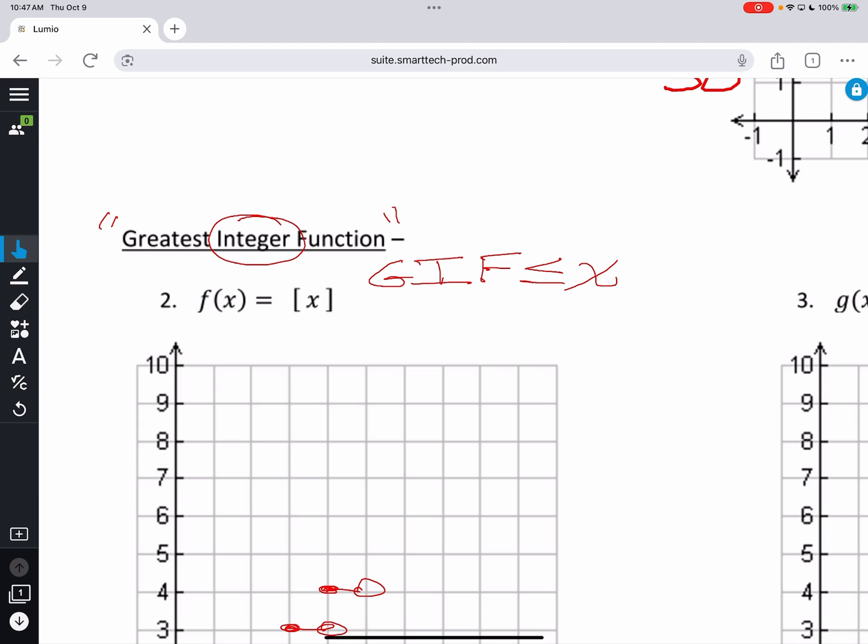Notice our x. Our x is sitting inside what? Not absolute value bars. Bracket. The hard bracket. That is a denotation that it is GIF, the greatest integer function, which is just stair steps. Find your vertex and begin stair stepping. Fill in, open. Fill in, open.